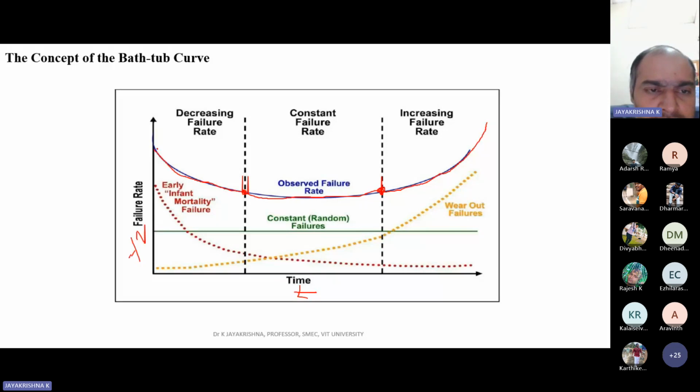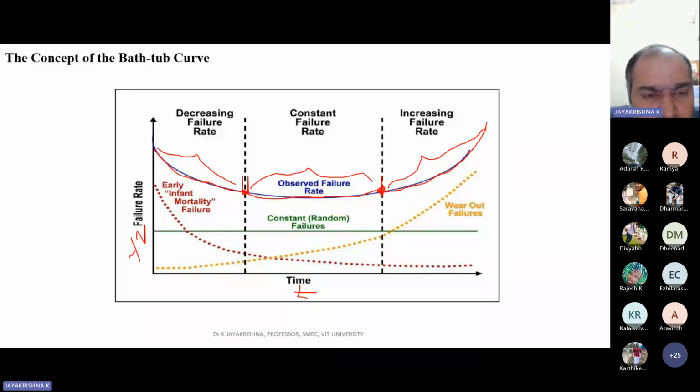To stabilize, it takes some time. To normalize, it takes some time. When it deteriorates, it takes more failures. So that's why the failures are decreasing, reaching a constant state, and again increasing. Okay, so that's why here we follow exponential distribution. Here we follow variable distribution. Okay, so this is the graph.